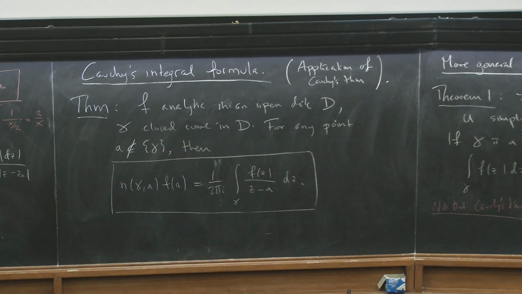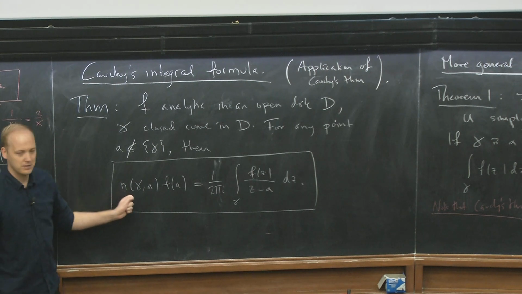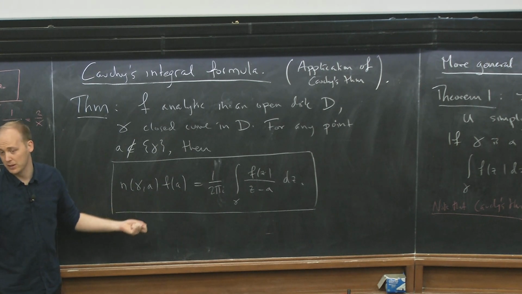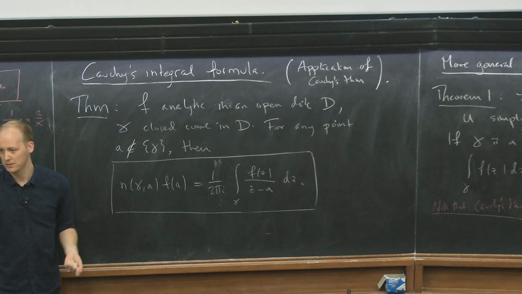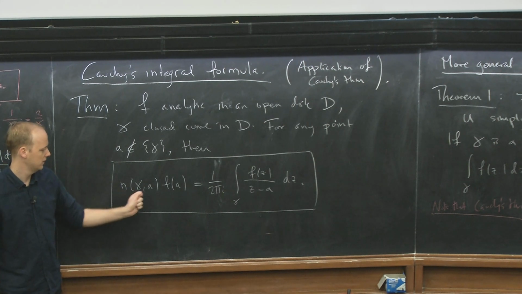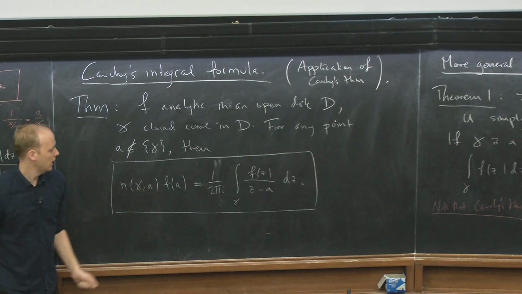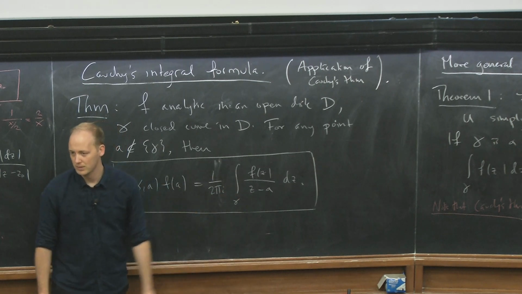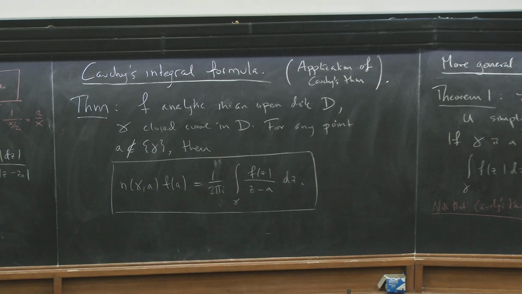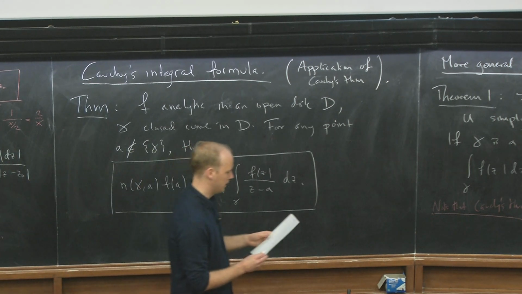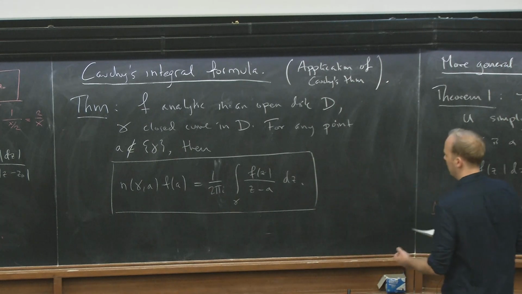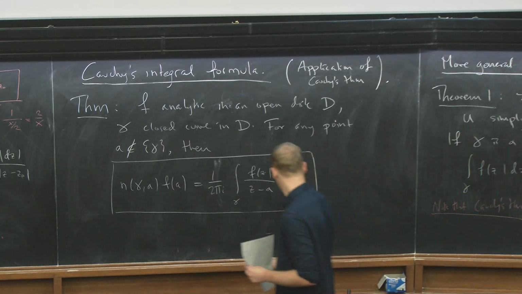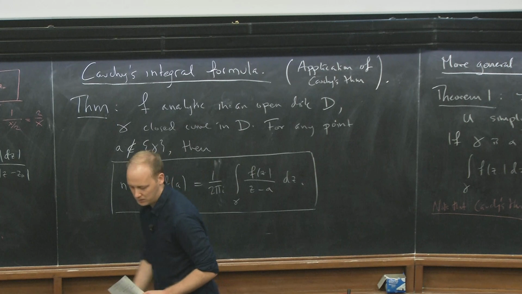OK, so this is Cauchy's so-called integral formula. The most common applications are when you take maybe a circle winding around A once, so that this will be equal to 1. And then you will get that f of A is equal to this kind of thing, which is an often used formula. And one of the really nice things about it is that it can be viewed as a representation formula. OK, so I will talk about that in a second.